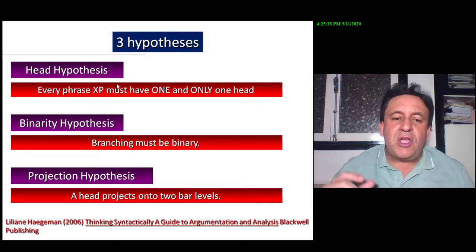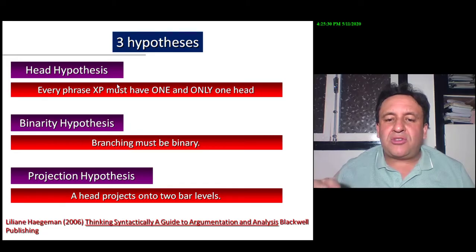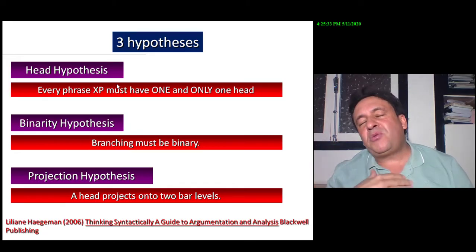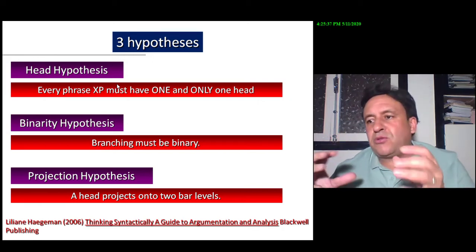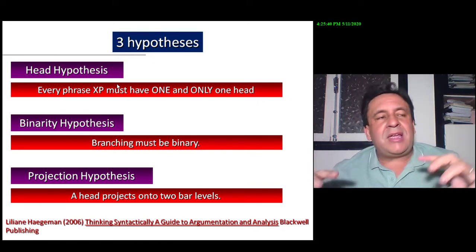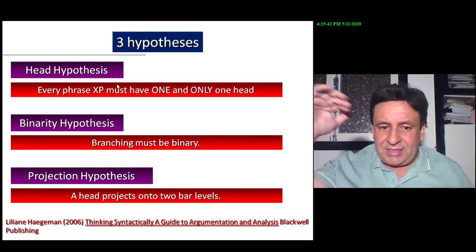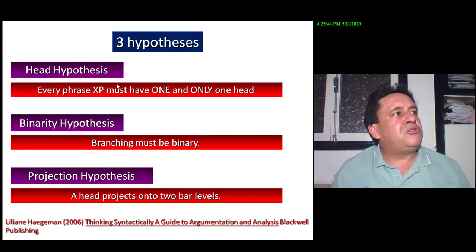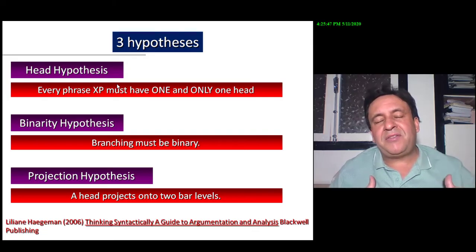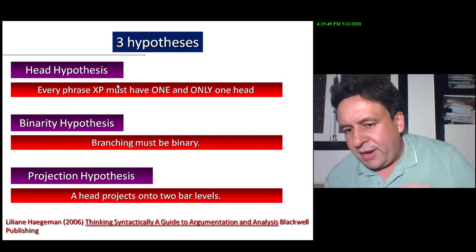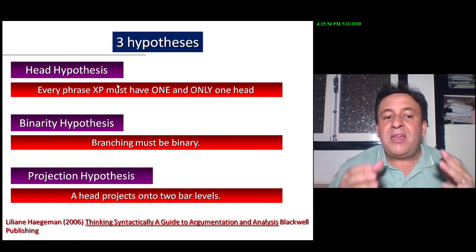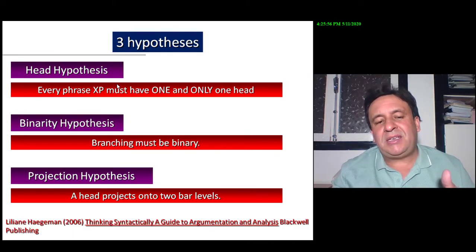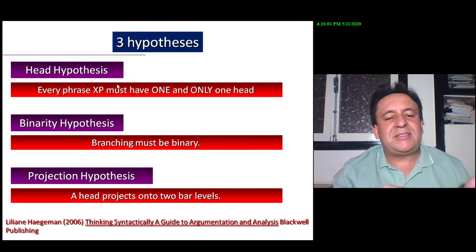The projection hypothesis projects onto two bar levels. Do you remember when I was talking about two levels in the VP and two levels in the NP? What we call the small VP or V bar and the augmented VP, the maximal projection. Do you remember when I was talking to you about two levels in the NP itself, N bar, or the small NP and the augmented NP, N bar and the maximal projection? This is exactly what we mean here, but I will come back to it because I would like to make it clear by looking at some examples.